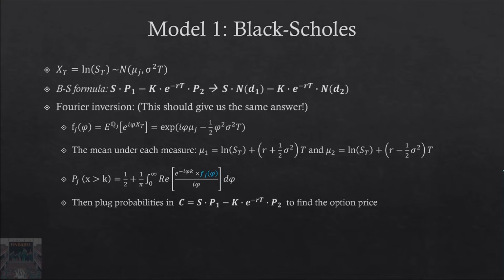And let's start with our base case, model 1, Black-Scholes. In this model, log stock price is normally distributed. The characteristic function is straightforward. Here we have the characteristic function, and this is something that you can just look up.